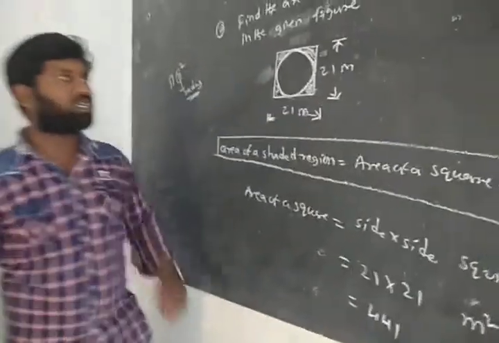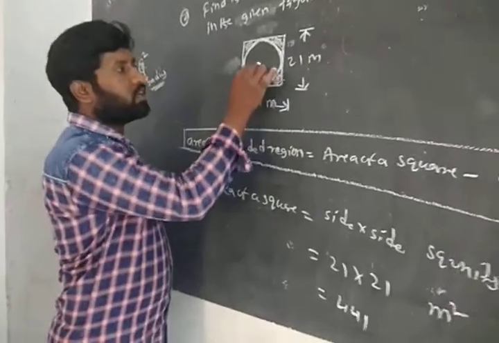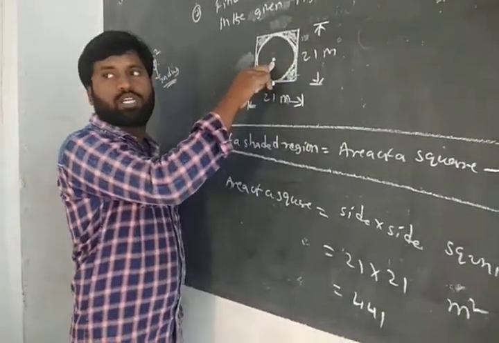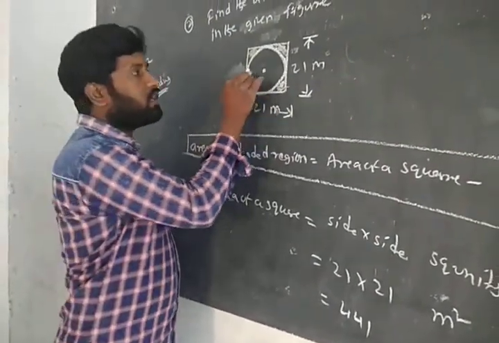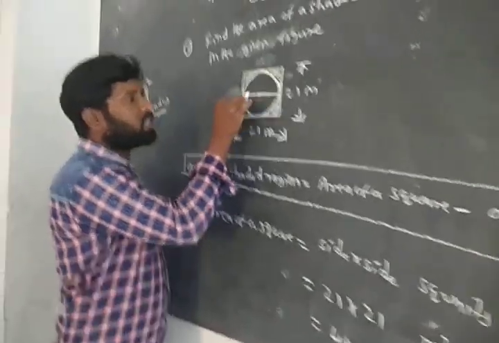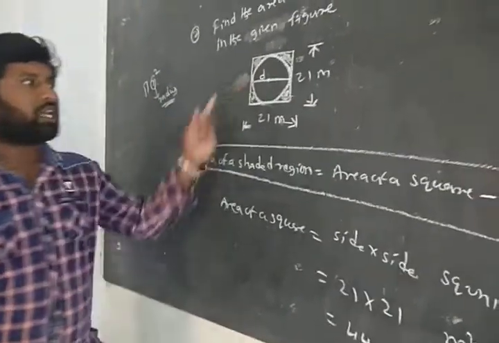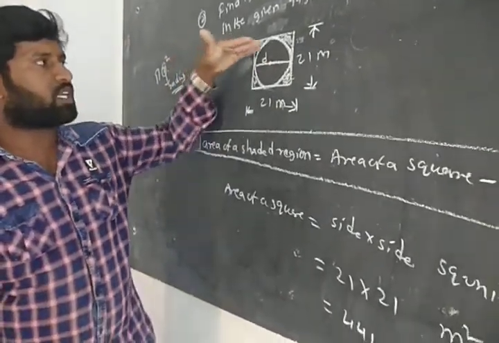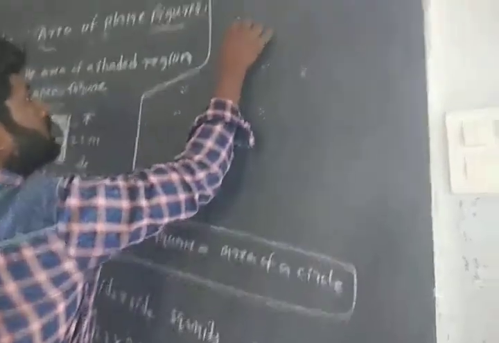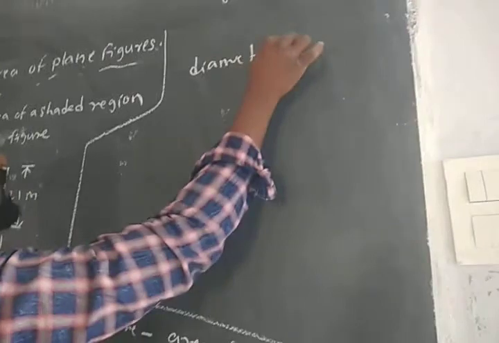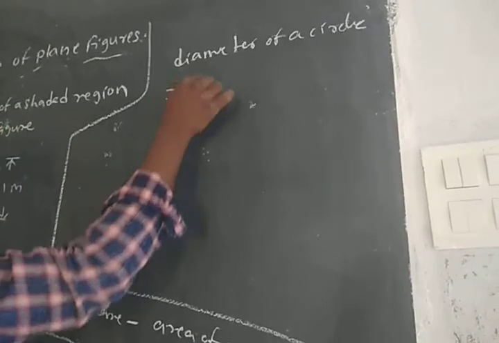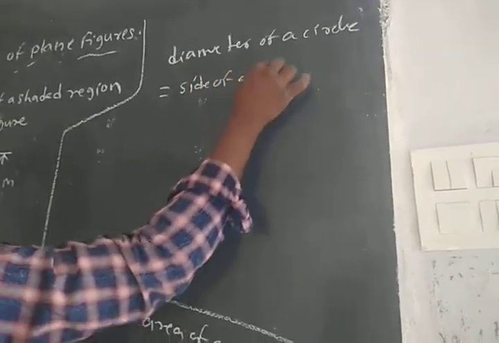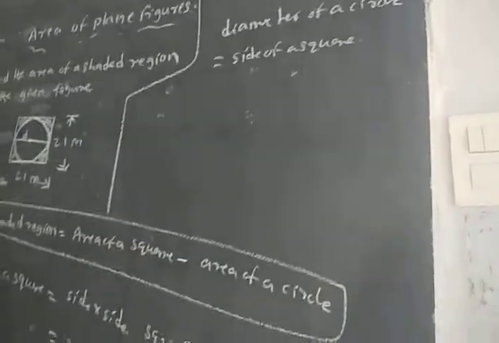So that's why what I am doing here, I am taking the side of the square. This is the center of the circle. The side of the square is 21 meters. If I draw the diameter of the circle, this is called the diameter of the circle. The diameter of the circle is equal to the side of the square. You can write like this: diameter of a circle is equal to side of a square. Okay, is it clear?